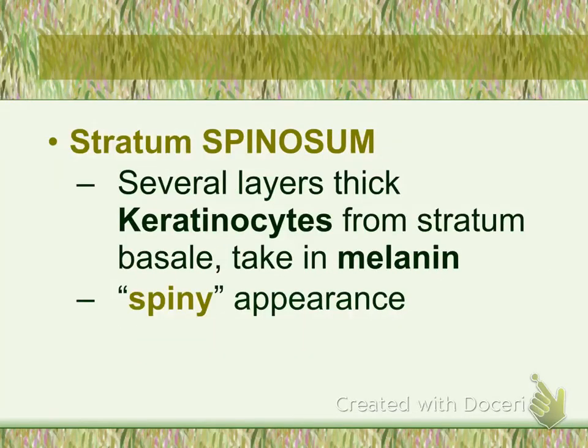The next layer up is the Stratum spinosum. There are several layers of keratinocytes that were produced at the Stratum basale and have moved up. And this is where the melanin is actually taken in by the cells. Even though the melanin is produced at the Stratum basale, the cells start taking in the melanin at the Stratum spinosum. And it gets its name when you look at the cells under the microscope. It has a spiny, spiky kind of appearance.